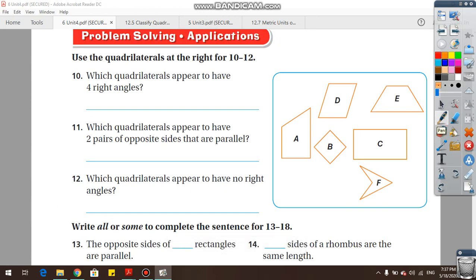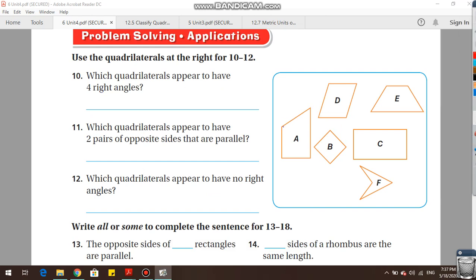Now let's move on to the third page that we have. Which quadrilateral appears to have four right angles? Okay, here as you can see I don't have four right angles, or here I have four right angles. Let's mark it. How about here? Yes, I have four right angles.